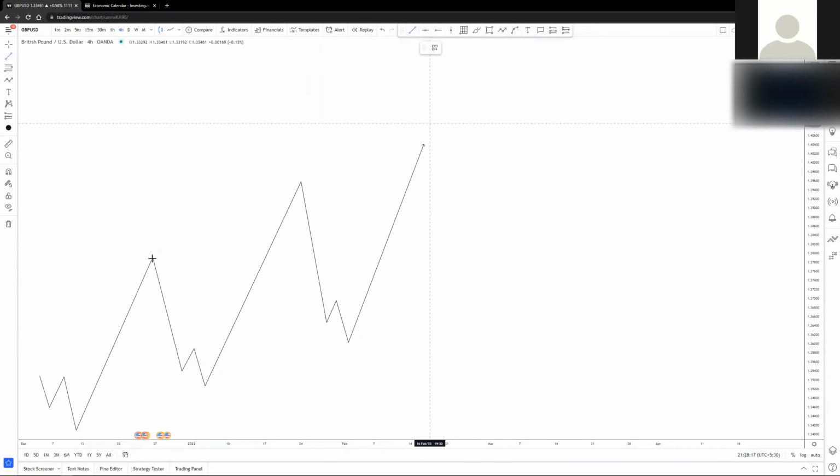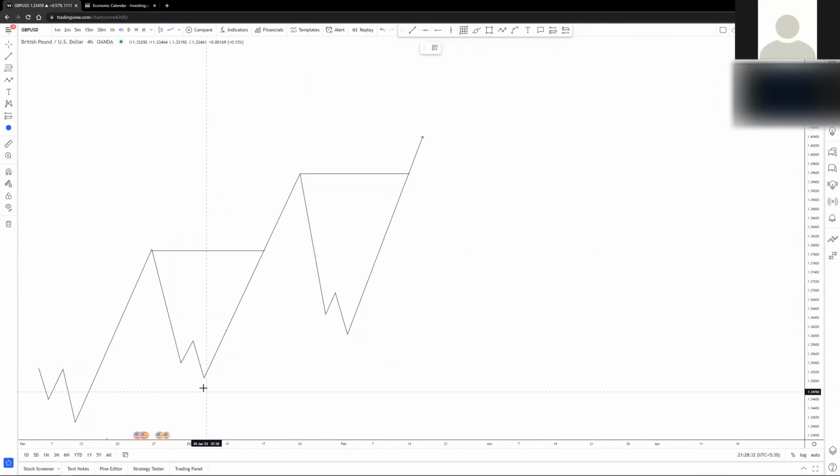So we had this breakout structure, and then we had this breakout structure, and then we had this breakout structure. Then what happens? What's your current trading range? You had this low right here to this high, and now your current trading range would be from this low to this high. This is your current trading range.